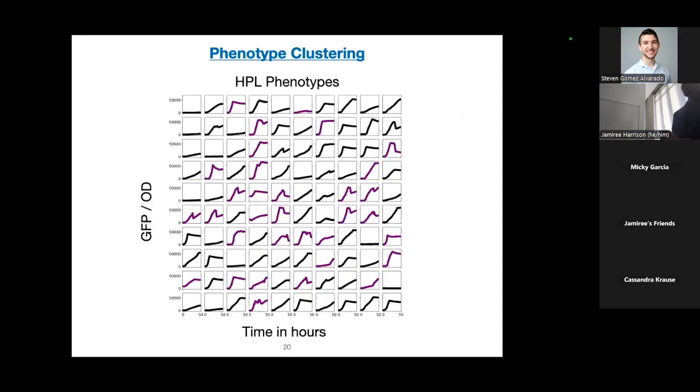What you're looking at here are the 100 phenotype clusters that we got due to the data analysis portion. And you'll notice a lot of late stationary phase type dynamics that we were looking for. The black ones that you're seeing are ones that were replicated across multiple plates. And the ones that you're seeing in purple are some of the more distinct phenotypes that are of interest that we are using essentially for secondary experiments.